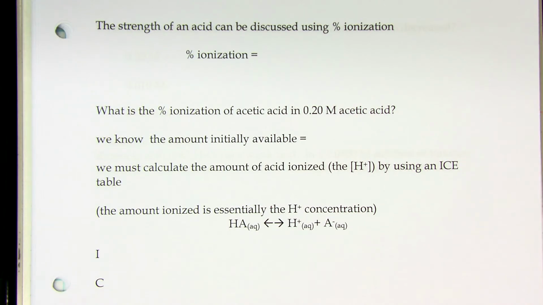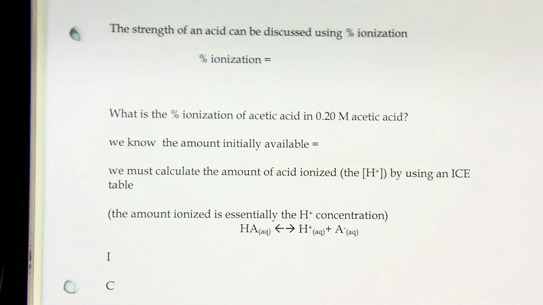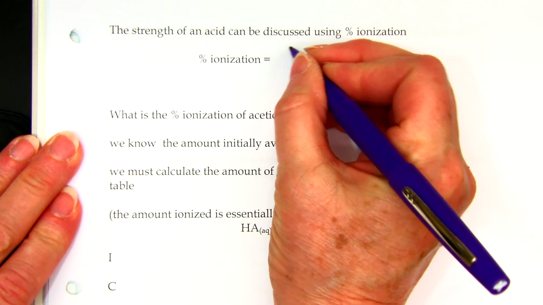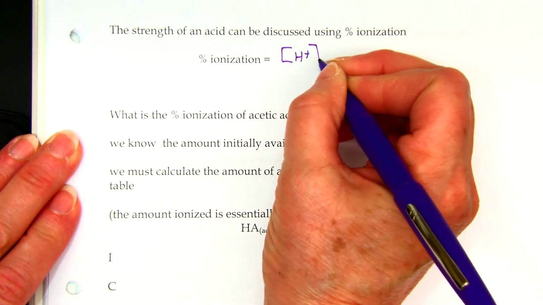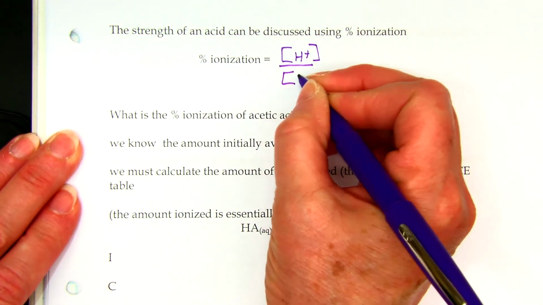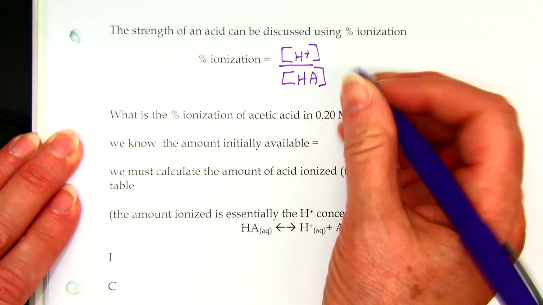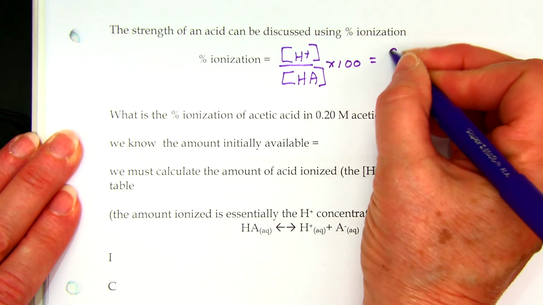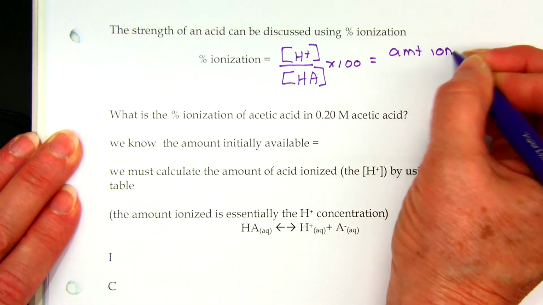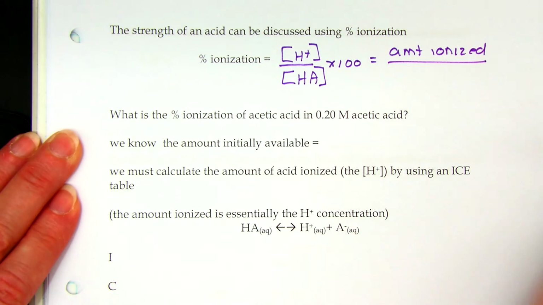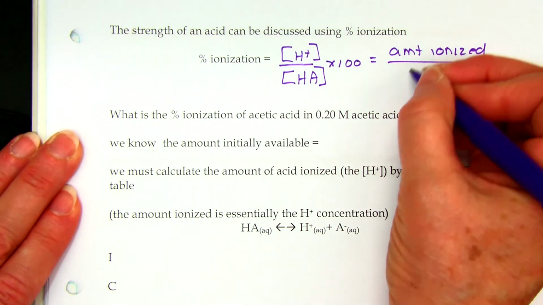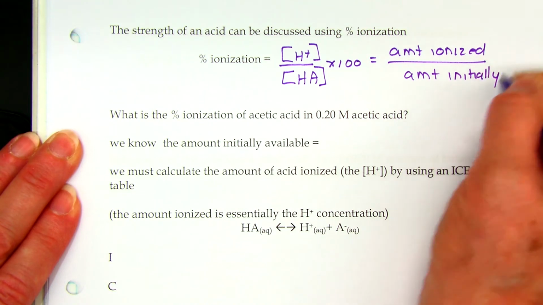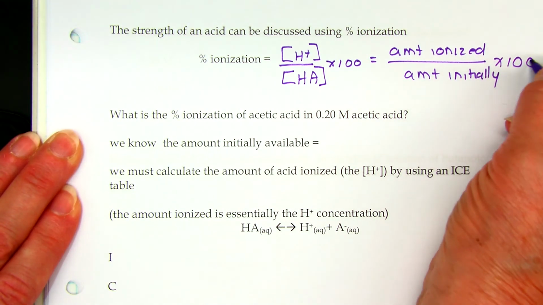So we can talk about the percent ionization, and in this case, we calculate the percent ionization by looking at the hydrogen ion concentration at equilibrium divided by the acid concentration at equilibrium, and then multiplying by 100. And we can think of that as the amount ionized, because whatever the hydrogen concentration is, that's how much of the acid broke apart, divided by the amount initially, because it's usually the same with sig figs, times 100.